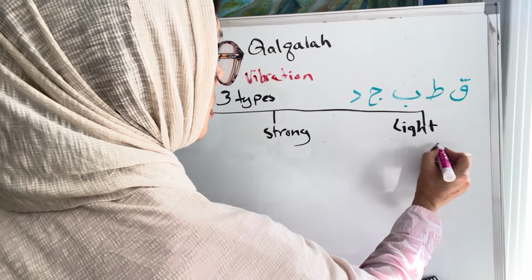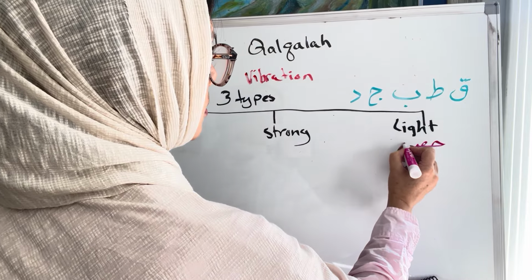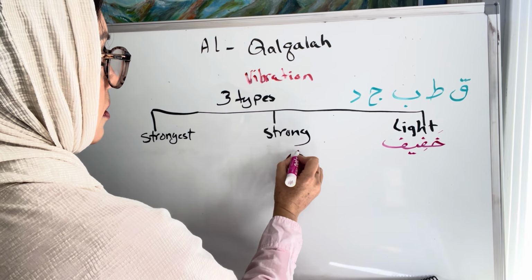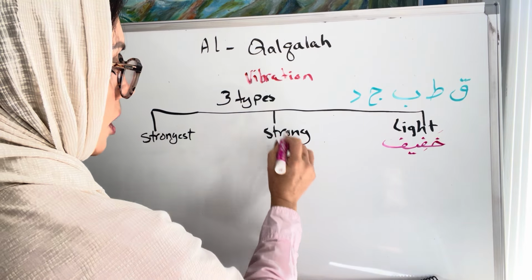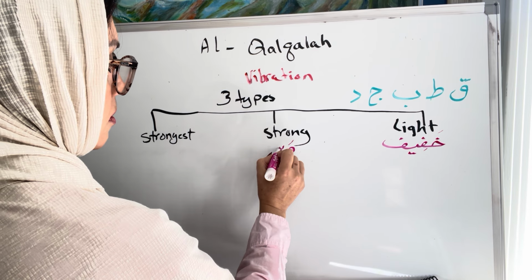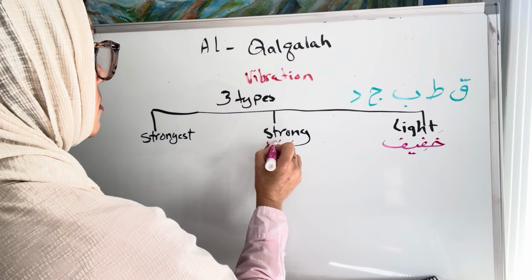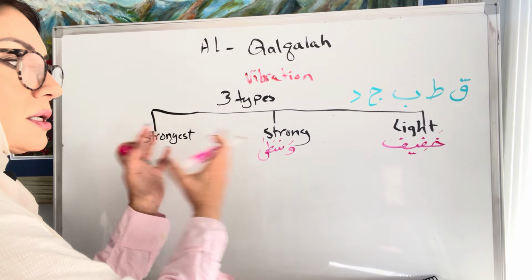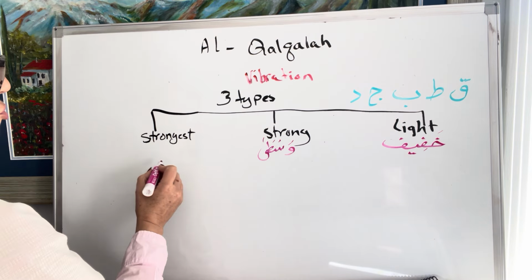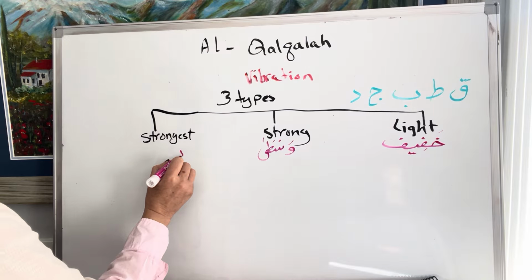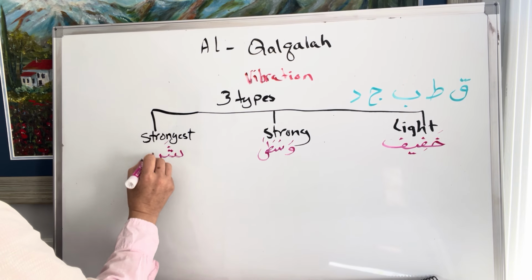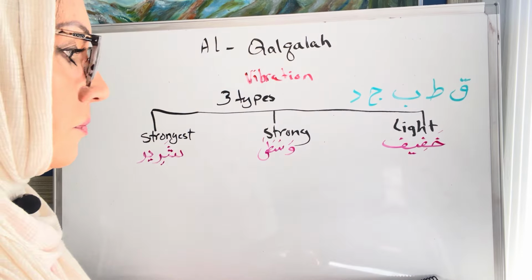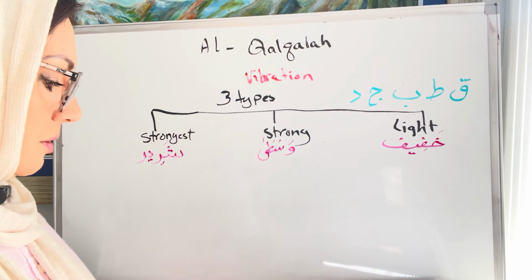So the light would be khafif. Strong would be, here we're going to write it as wusta, meaning it's middle. It's not light and it's not strongest. It's in the middle. It's wusta. And then the strongest would be shadid, meaning it's the strongest. Okay, you can see everything. All right, good.